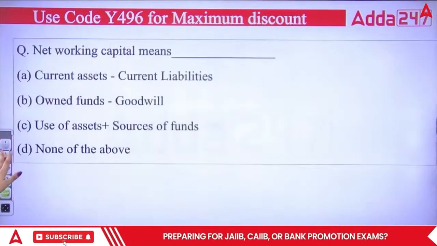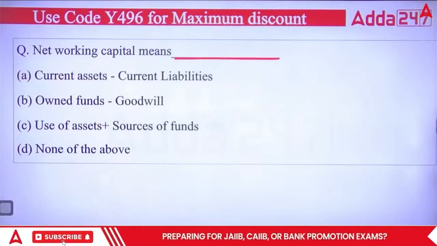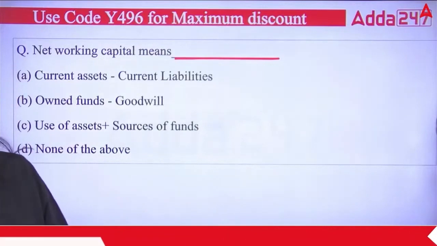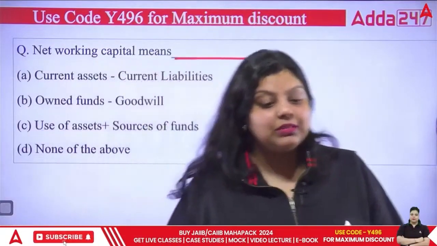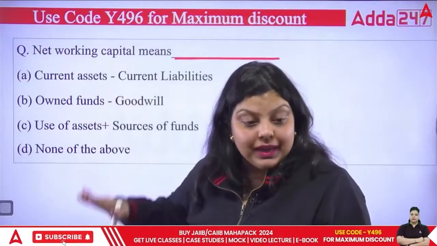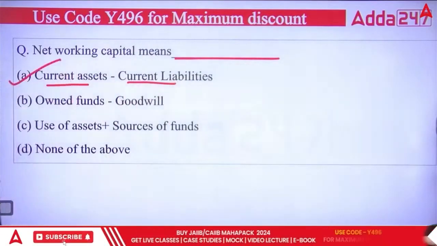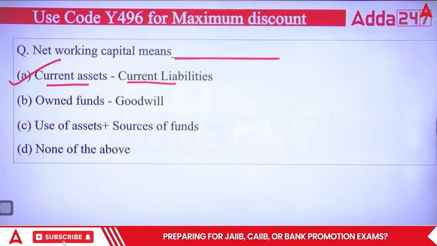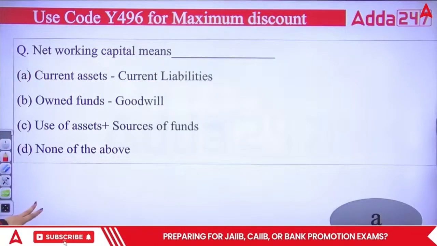Okay. Next we have: net working capital means dash. First, current asset minus current liability; owned fund minus goodwill; use of asset plus source of fund; and none of the above. So what is net working capital? It's very obvious. Working capital is the capital required for day-to-day purposes. When you calculate net working capital, it means how much capital remained with you. That is your net working capital, and it is the current assets minus the current liability. It means the right answer is A. Clear? So the right answer will be option A: current asset minus current liability. That's net working capital.